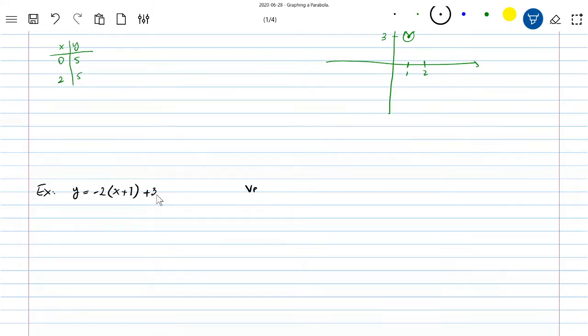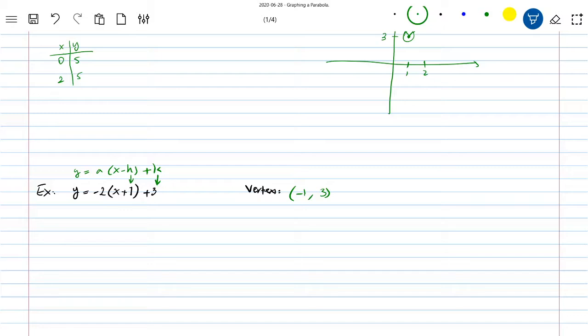Okay, so where is the vertex? Remember, the vertex is at (h, k), but this is not h. This is negative h, because you should have a negative in between, x minus h. In this case, h is negative 1. It's not positive 1, right? The formula that we have is y equals a times (x minus h) squared plus k. This is exactly k, so k is 3. But h would be the opposite. h should be negative 1.